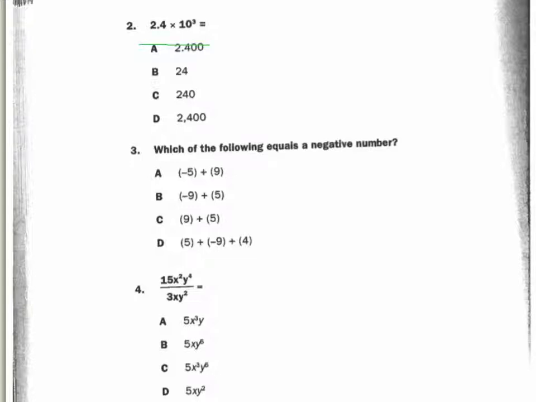This is 10 to the third power. When you're multiplying with scientific notation, that means you would move your decimal place. So to make it a bigger number, you'd have to move it over to the right 3 times. 1, 2, 3. What you do is place zeros in those placeholders and then add your decimal. That is 2400 with no decimal, so that is D.